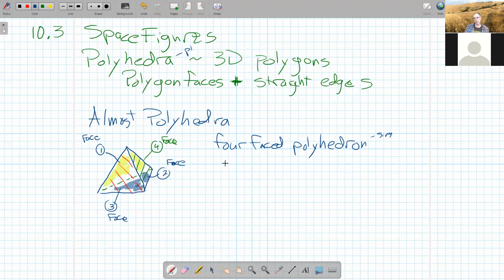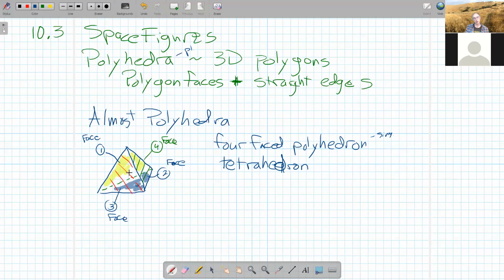Other names we gave it, we called it a tetrahedron the other day. Tetrahedron. Oops, that has to be a D. Back to my pen. Those are all the names I can come up for it.